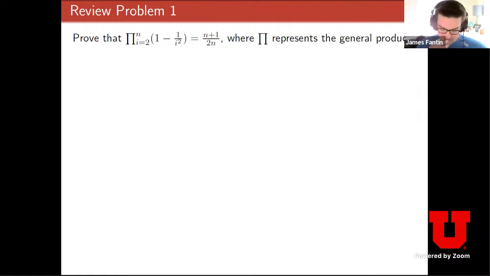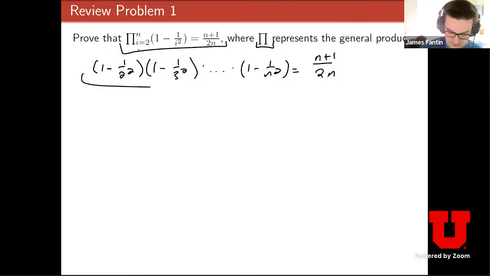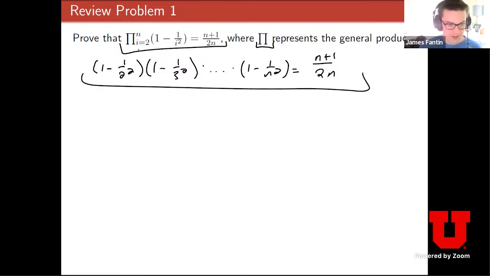Here you're going to see this weird big pi symbol. And I don't want that to scare you. We're just using this as a way to express multiplication. So this is the general product, where sigma is the general summation. So what we're proving here is that 1 minus 1 over 2 squared times 1 minus 1 over 3 squared times ... times 1 minus 1 over n squared is equal to n plus 1 over 2n. This is just converting this statement into what it represents with multiplication. And so we can go through this one together.